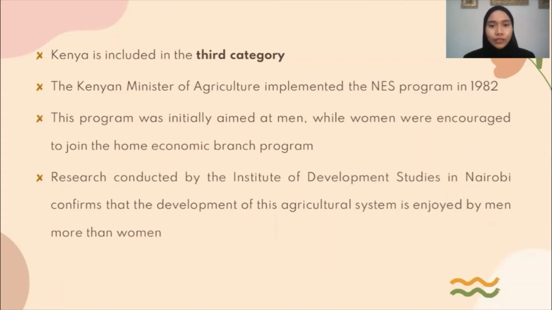However, this program was initially aimed at men, while women were encouraged to join the Home Economics Branch program. They advised women on household and cottage industry management and domestic hygiene, but only peripherally on farming matters. Research conducted by the Institute of Development Studies in Nairobi confirms that the development of this agricultural system is enjoyed by men more than women.